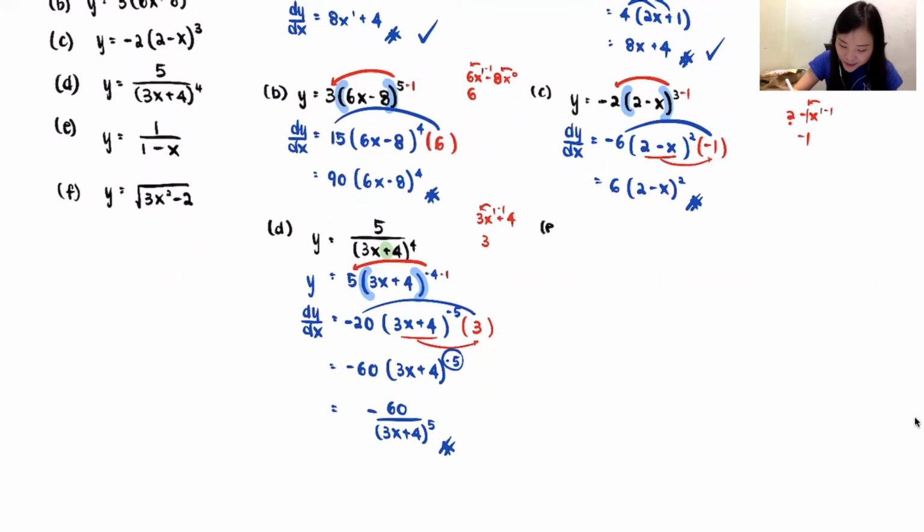Next one, E. E is a bit different. A lot of students cannot do this one, like if your basics are not strong, or maybe you didn't relate to that, okay? So E, they say y equals 1 over 1 minus x. How do I do this one? I repeat again. Every time you want to differentiate, please make sure the x is on top, not the x at the bottom. What will you do?